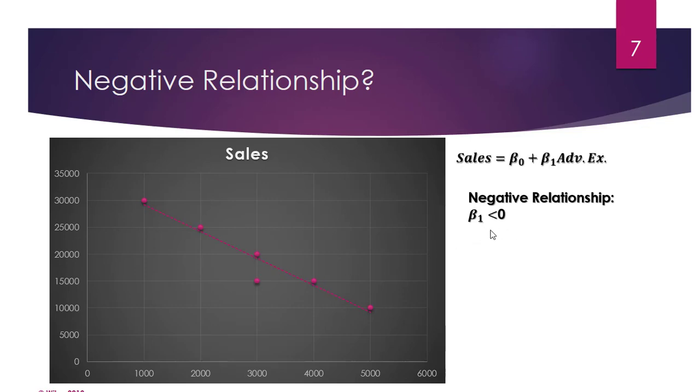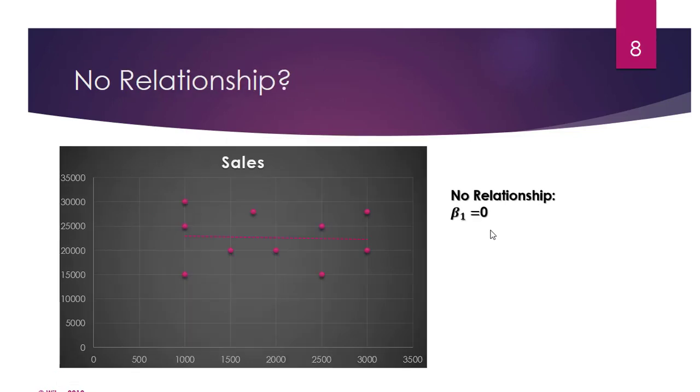negative. What happens if there is in fact no relationship between sales and advertising expenditures? If that's the case, our data might look like this. If we were to draw the line of best fit, the line would cut through the data as follows. Notice that the line of best fit is now a horizontal line, so when there is no relationship between sales and advertising expenditures, the slope of the regression line, beta 1, is 0.